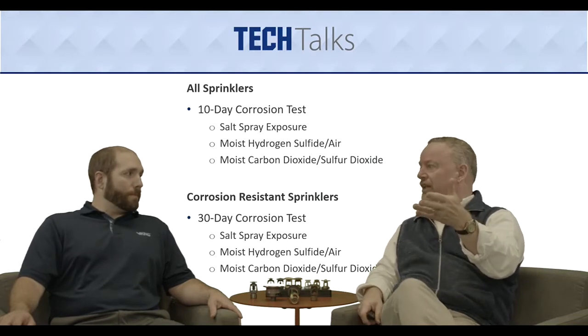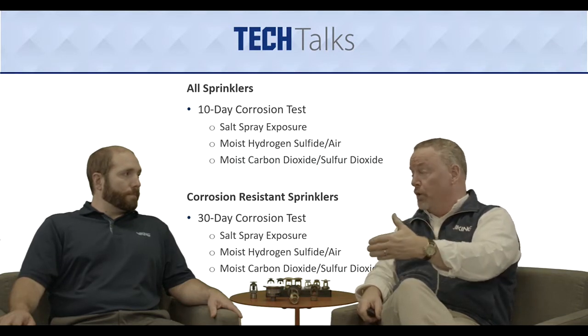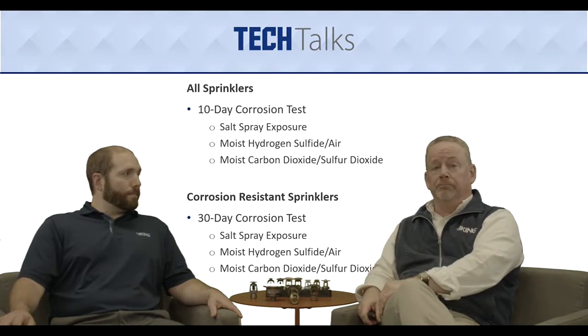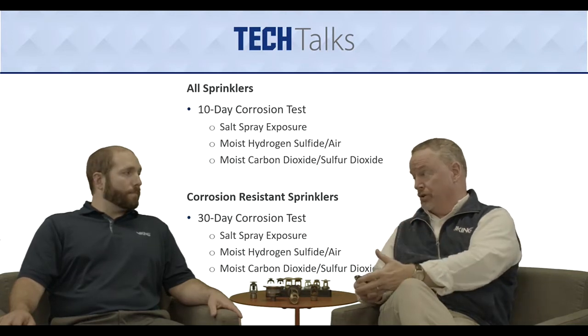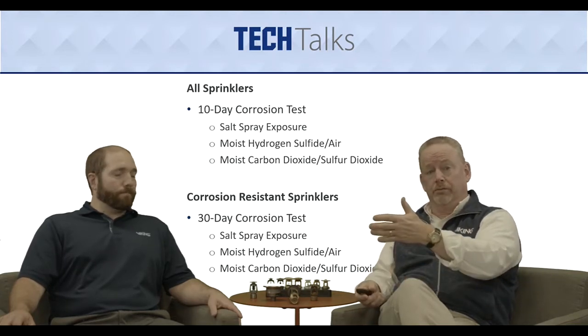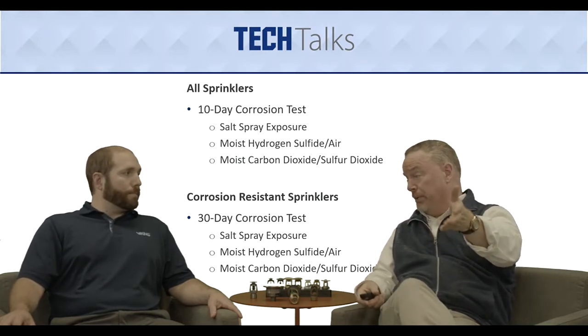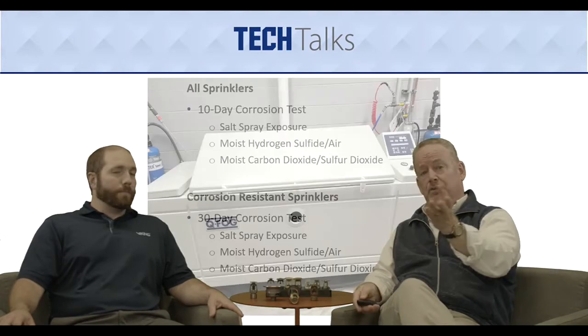Now, additionally, for the corrosion resistant sprinklers we're going to be talking about, if you want to get a corrosion resistance listing or approval, then you're going to be going with a 30-day corrosion resistance test. It still consists of the same three basic tests; you just send them out for 30 days. So we have the salt spray test, and then we have the other two tests that indicate whether or not.